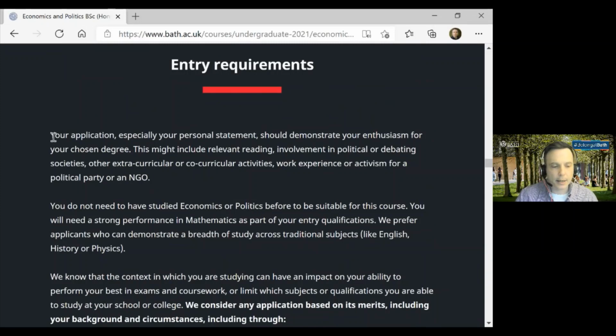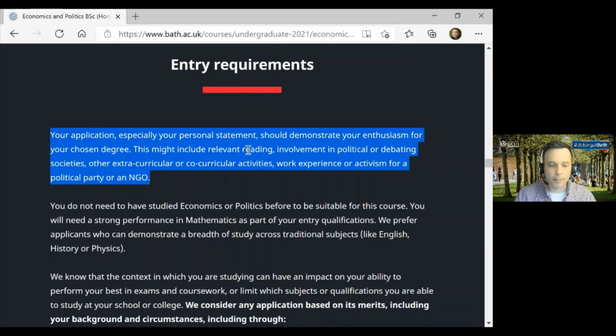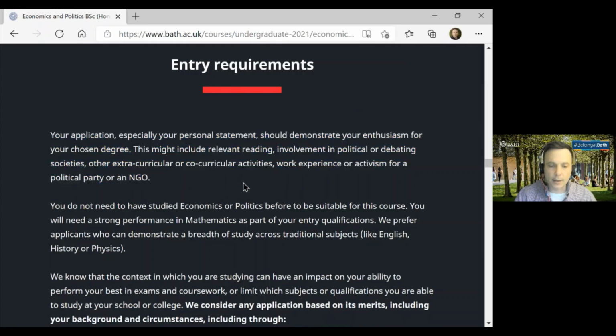And again, here at Bath, we're very upfront. We say exactly what it is that we're looking for in a personal statement, and the kind of things that we would want you to demonstrate, such as enthusiasm for your degree. So you make notes of this knowledge, these skills, these added qualities that we're looking for, and write them all down at this stage.